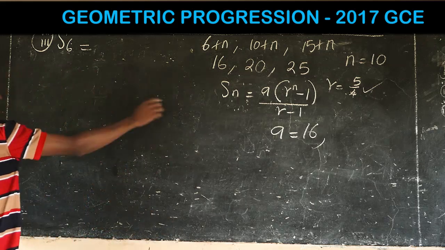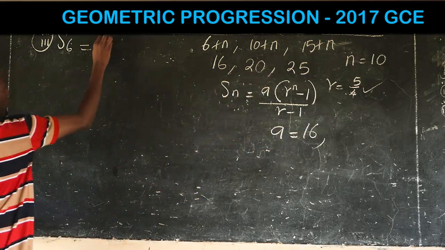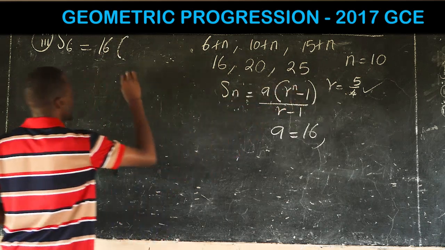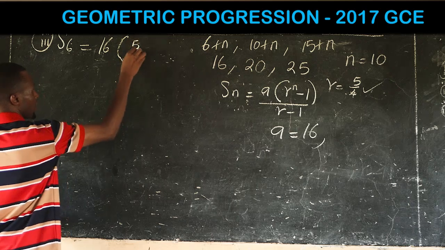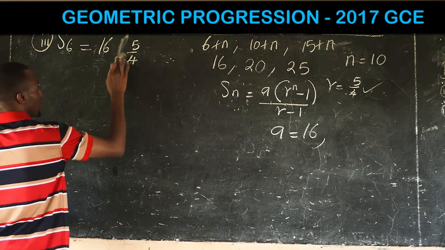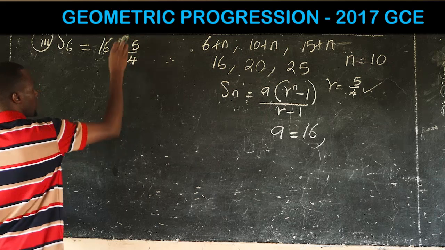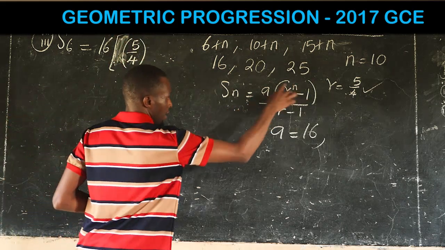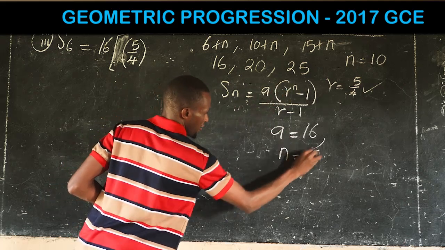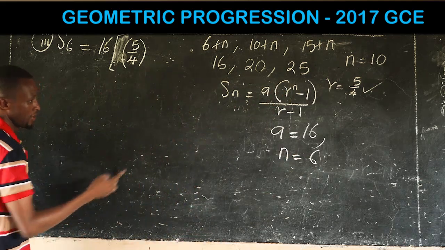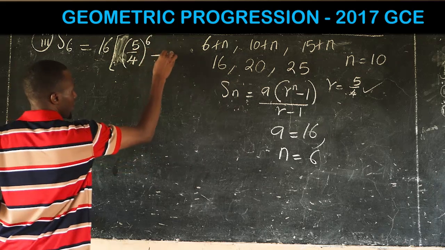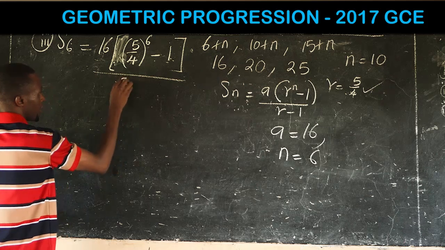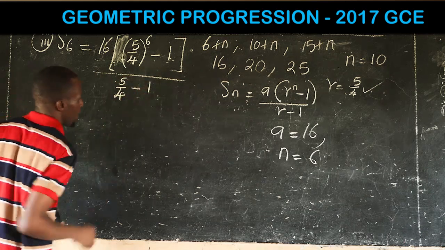So where there is a here, we'll put a 16. So we'll have 16, open bracket, r to the power n. So r is in fraction form, so I'll write 5 over 4, and then I'll put this in square brackets. And then n is 6, since we're finding the sum of the first 6 terms, then minus 1. Everything here divided by 5 over 4 minus 1.